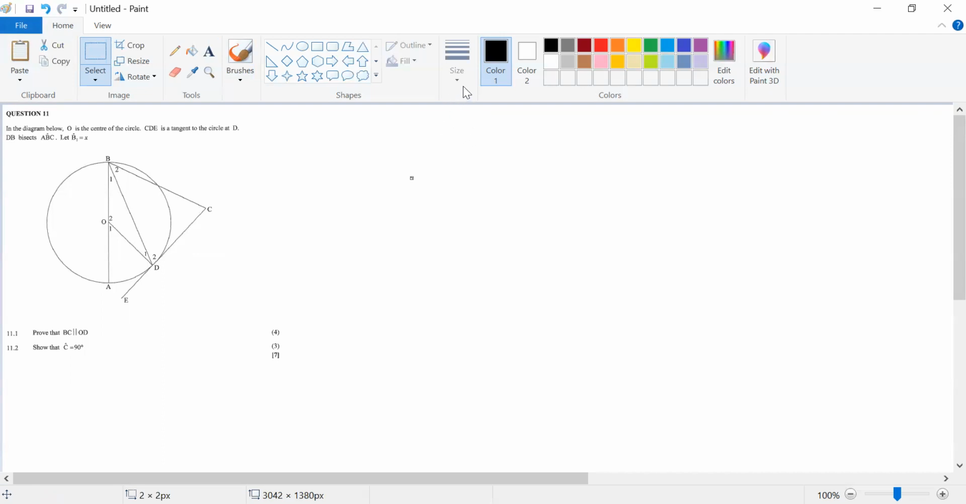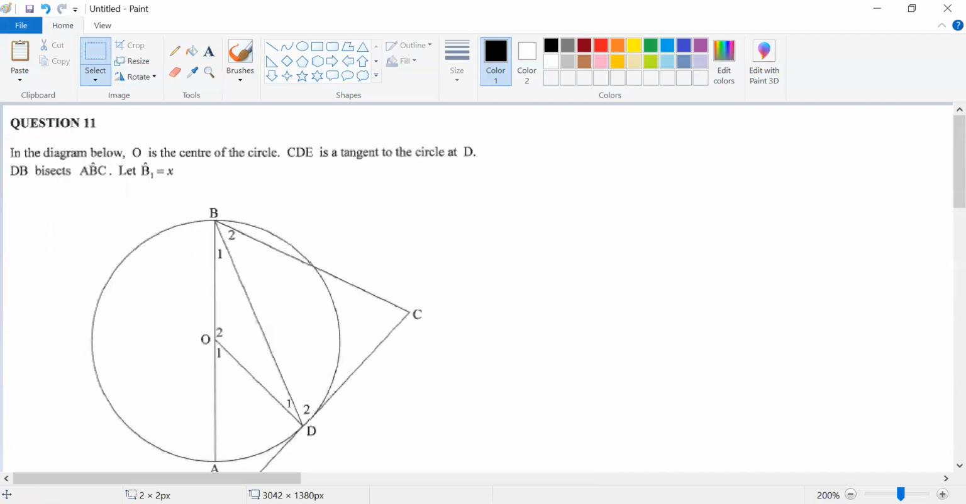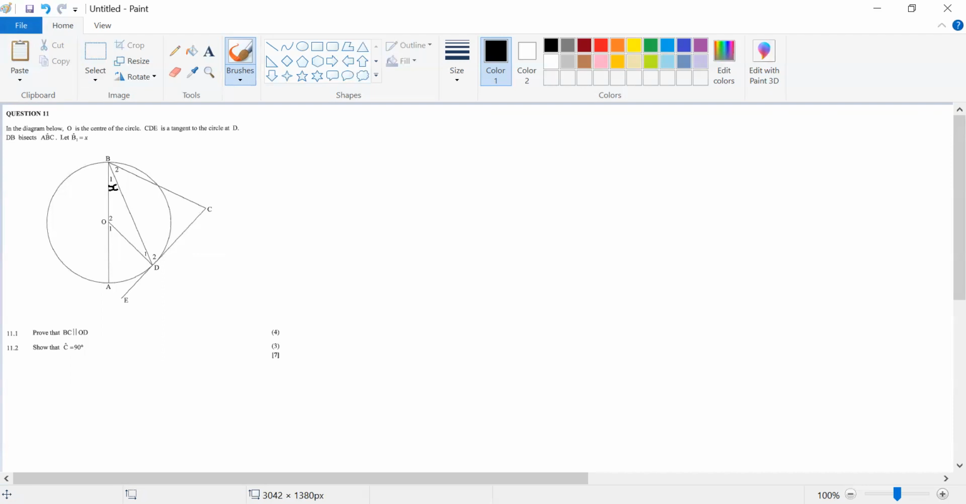In the diagram below, O is the center of the circle. CDE is a tangent to the circle at D. DB bisects ABC, and let B1 equal X. So let's fill that bit of information in. They tell us that B1 is equal to X. So basically we have X right there. And they're asking us to prove that line BC is parallel to OD. So this is what we are required to prove, that the parallel lines right there do exist.